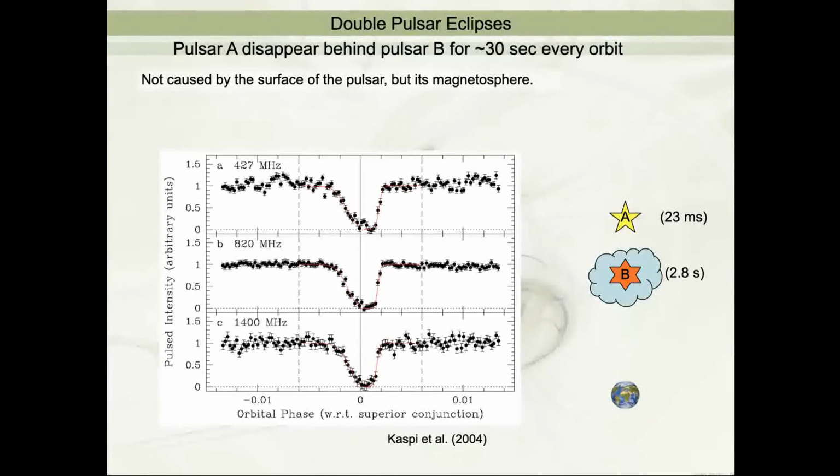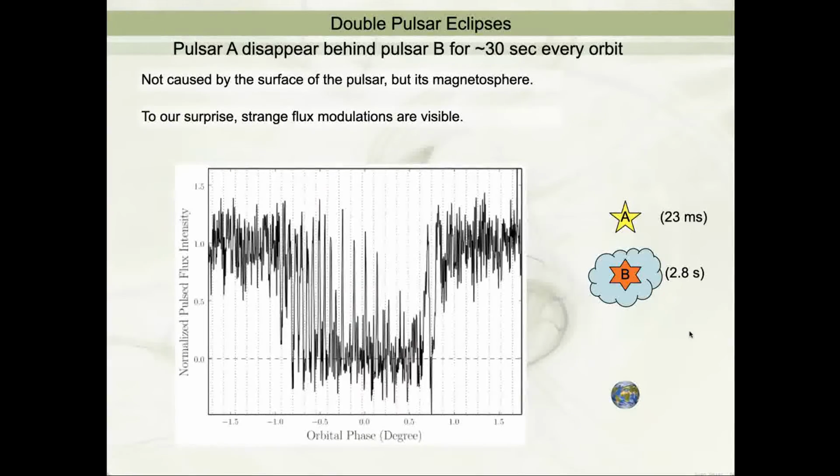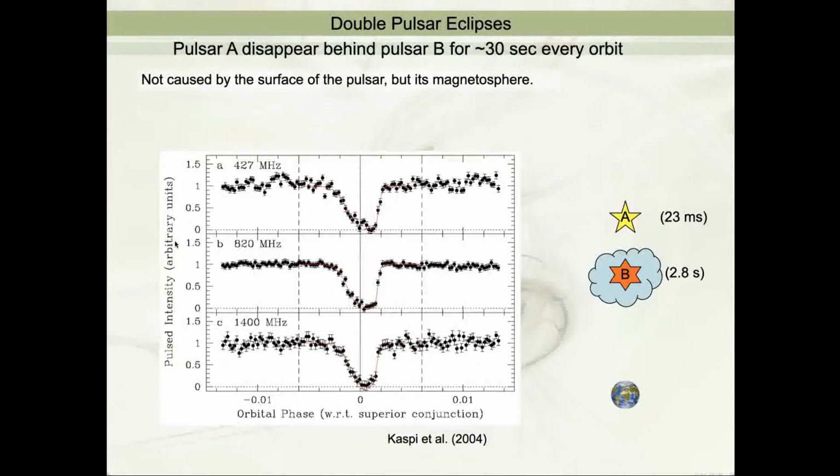So when we look at how bright the pulsar is as a function of time, we see that it dips and basically disappears or nearly disappears and then reappears. And this phenomenon lasts for about 30 seconds. So like I said, it's caused not by the star itself, but by the cloud that surrounds the pulsar.